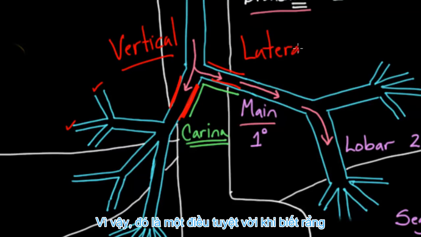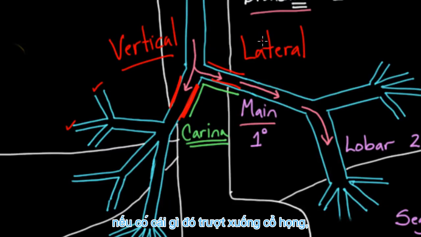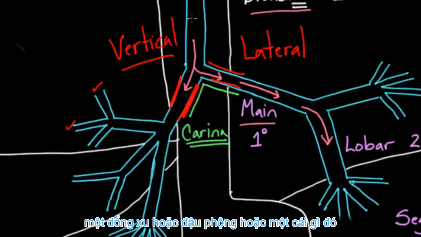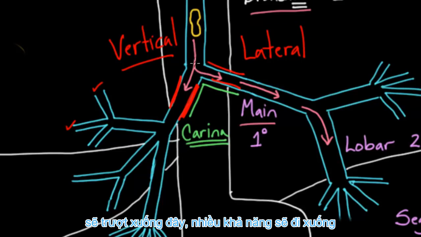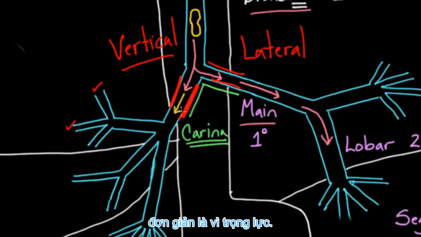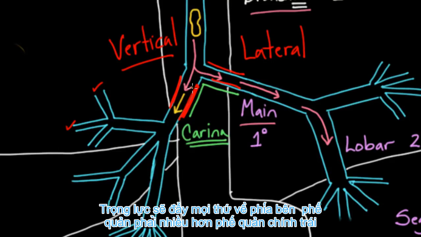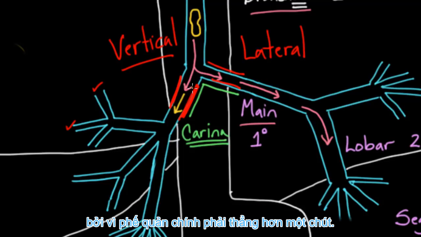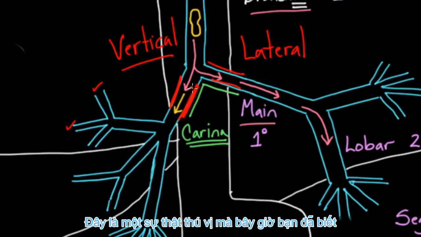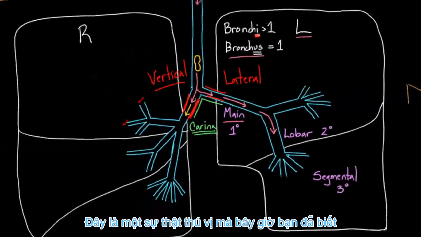So it's kind of a cool thing to know, which is that if something was to slide down the throat, let's say a penny or a peanut, it's more likely to go down this way simply because of gravity. So gravity is going to push things towards the right main bronchus more than the left main bronchus, because the right main bronchus is a little bit more vertical. So that's kind of a fun fact that you now know.